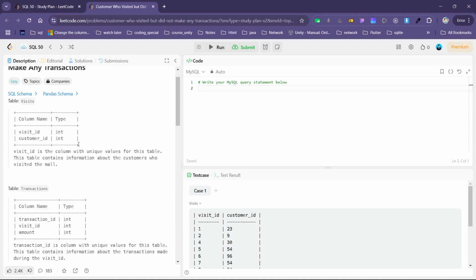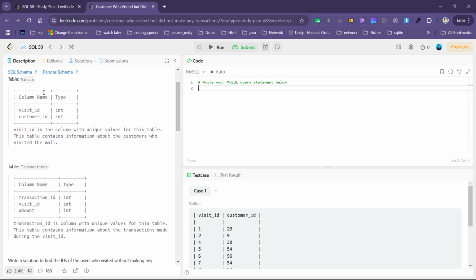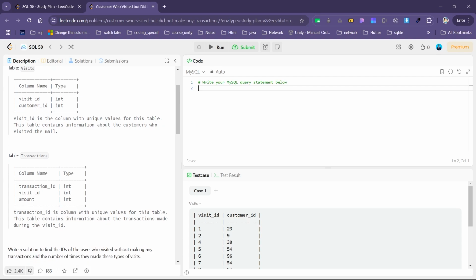Okay. So the other table is transactions. The transactions table has three columns: transaction ID, visit ID, and amount. Visit ID is the visit ID from the visits table. Amount is the money they spent, and transaction ID is related to this amount on this visit ID. Transaction ID is unique here. When a customer visits the mall, a visit ID is created, and if he makes any transactions during the visit, then a transaction ID, visit ID, and amount entry will be created in the transactions table. So this table contains information about the transactions made during the visit ID.